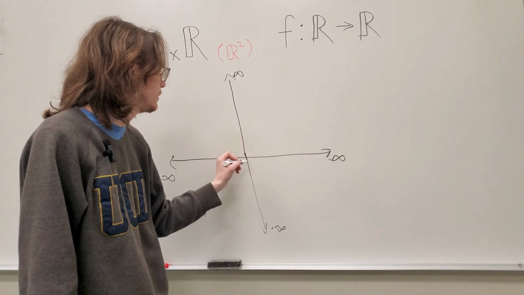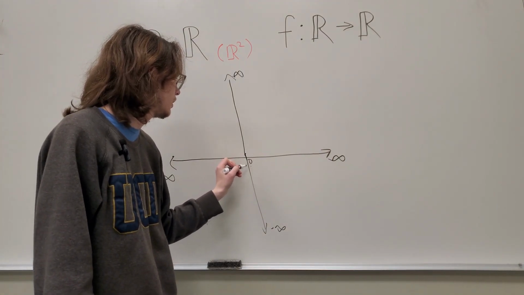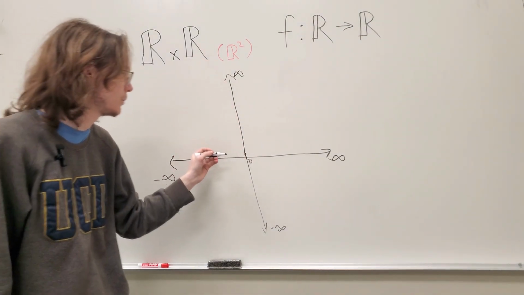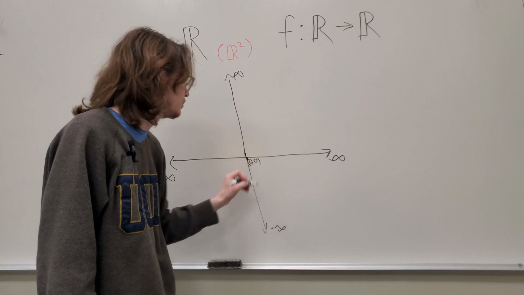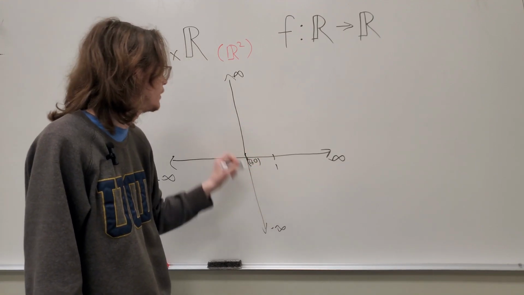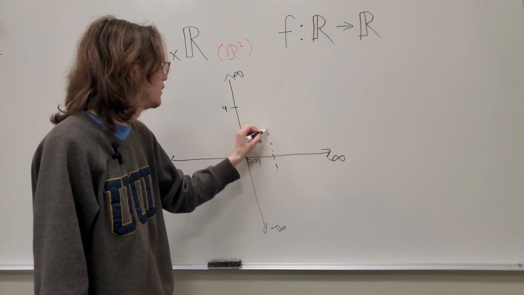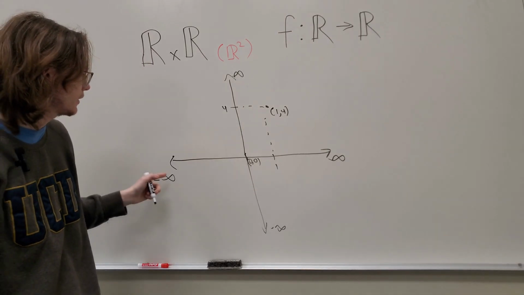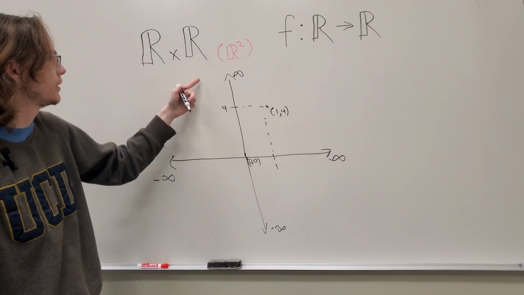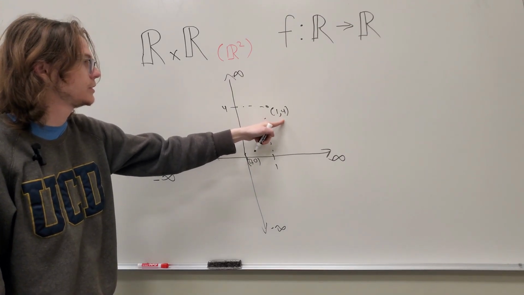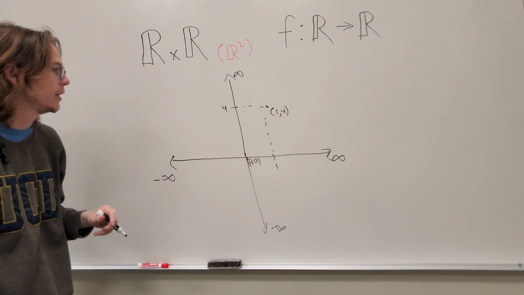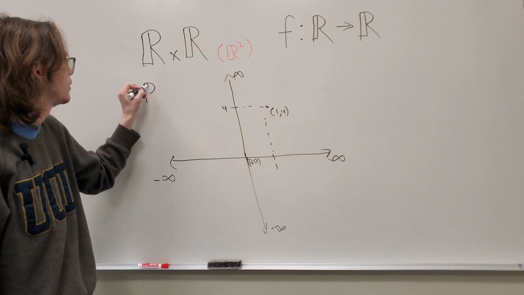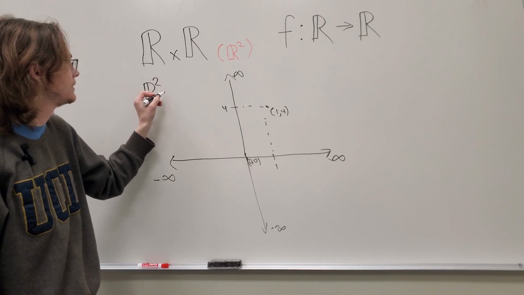Now we can pick any point. So let's say again that this is 0 on our first number line, and it's 0 on our second number line. So we can call this point 0, 0. And let's say that this is point 1 and this is point 4. Then we have the point 1, 4, because we have our first set crossed with an element in our second set, and that will give us that tuple, that ordered pair.